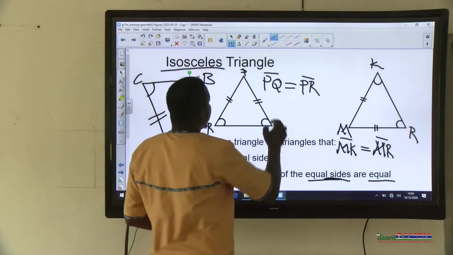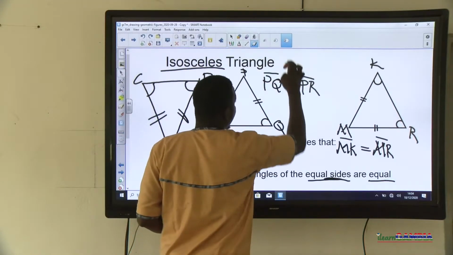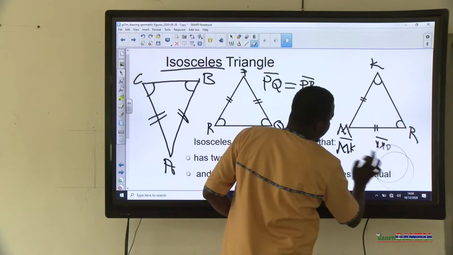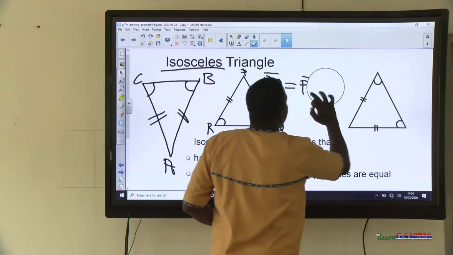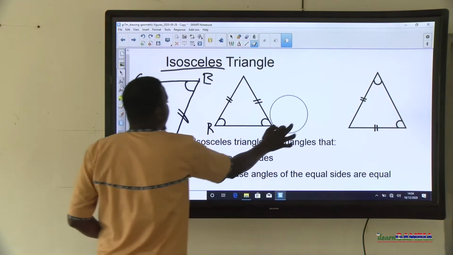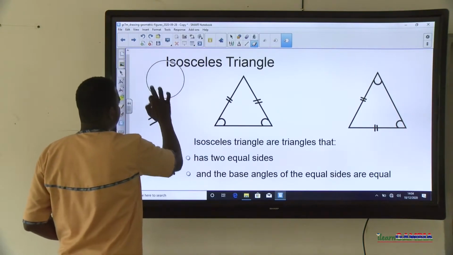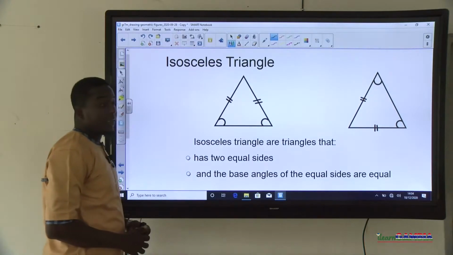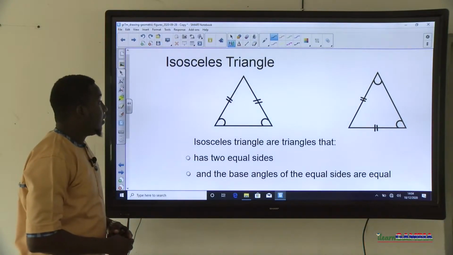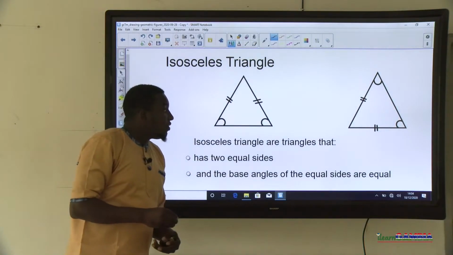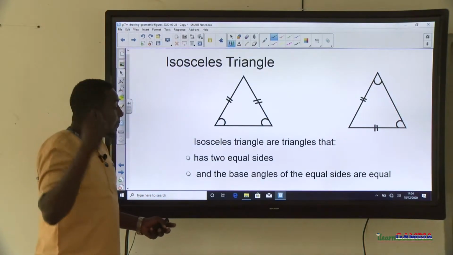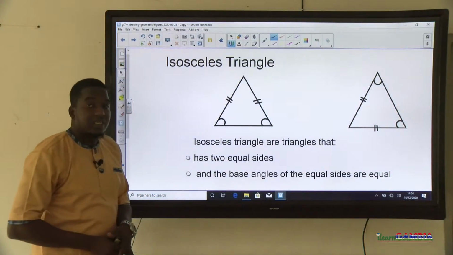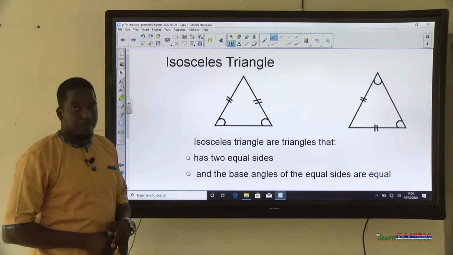So no matter the size of the triangle, whenever you establish that two sides are equal, then you can conclude that it is an isosceles triangle. That is key in identifying isosceles triangles. Two of the sides are equal, and the base angles of those two sides are also equal.